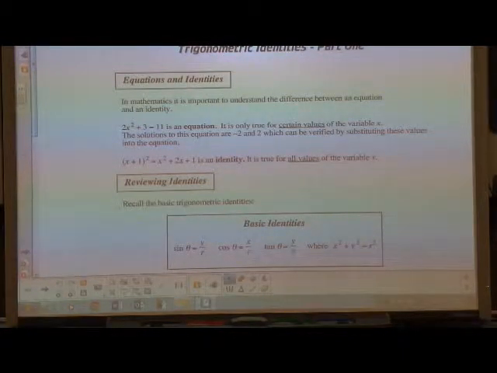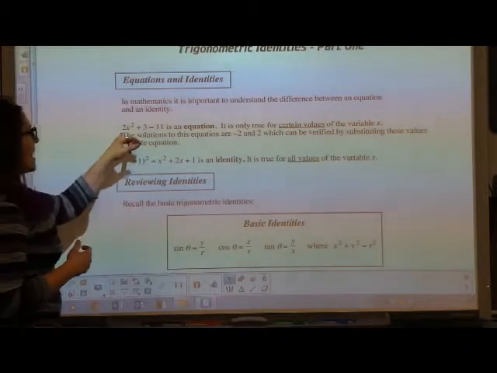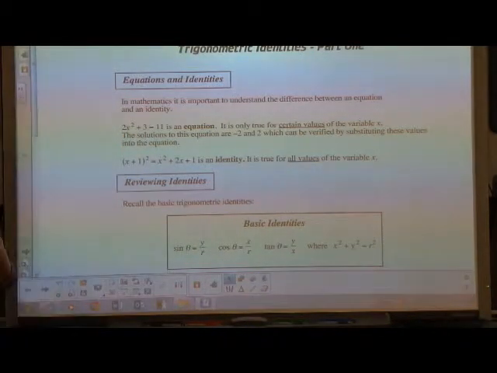So the first thing that we need to do is clarify the difference between an equation and an identity. 2x squared plus 3 equals 11 is an equation. It's only true for certain values of x. If x equals -2 or +2, I have a true statement. For every other number, this equation would be false.